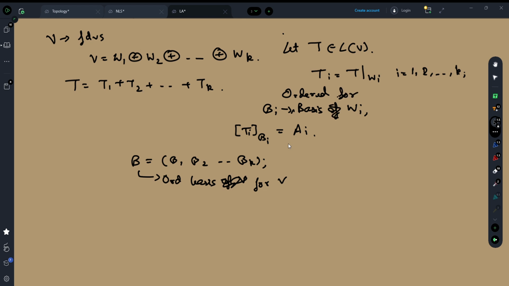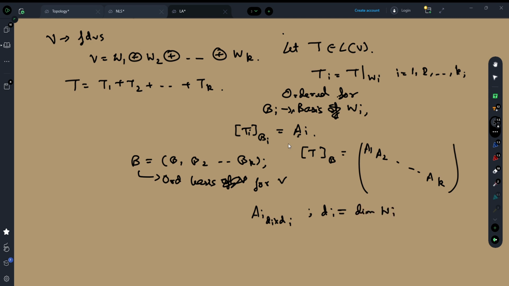Then what is the matrix representation of T with respect to this basis of V? If you quickly recall, this is basically the direct sum of each of these matrices Ai, right? So it's A1, A2, so on till Ak. Each of these Ai's are di cross di matrices, where di is basically the dimension of Wi. And this is pretty obvious to follow, because how do we calculate each of the column spaces? They basically come from the image of each of these basis elements Bi. So this is very easy to follow.